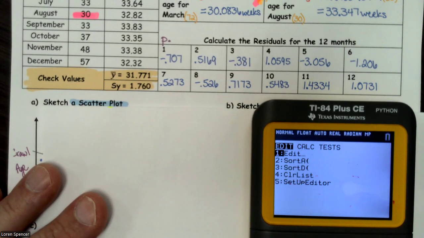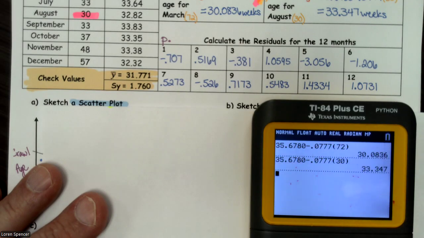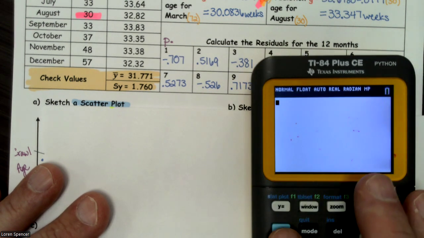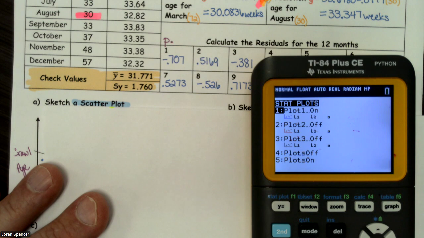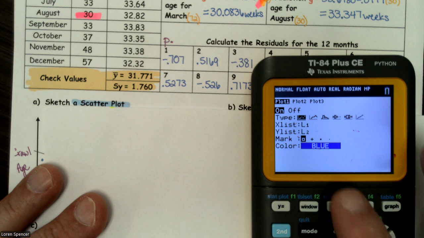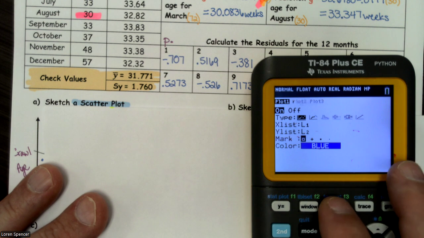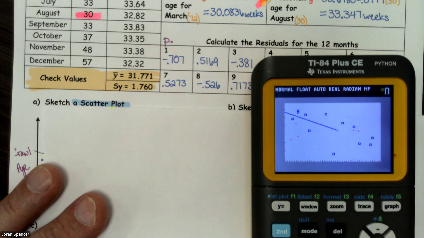To sketch the scatter plot, we're going to quit out of that, clear the screen, and we're going to press the blue button and the button directly above it, the Y equals, and press enter. The On button needs to be highlighted. We actually want the first graph. If it's not highlighted, press enter, highlight it and press enter. Our X list is L1, so blue 1. Our Y list is L2, so blue 2. And then we're going to press zoom followed by the number 9.